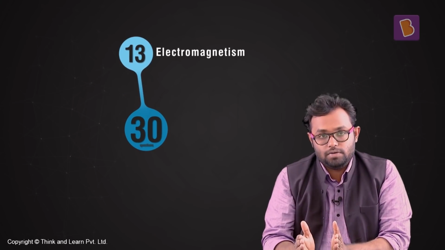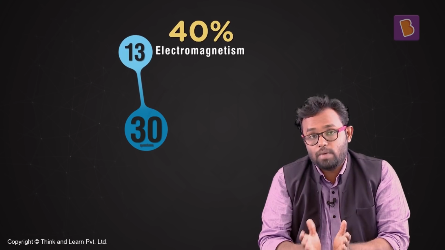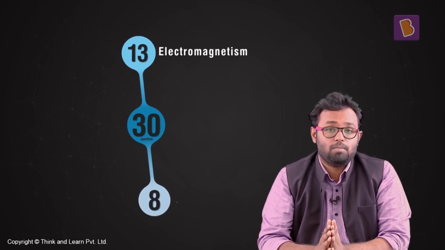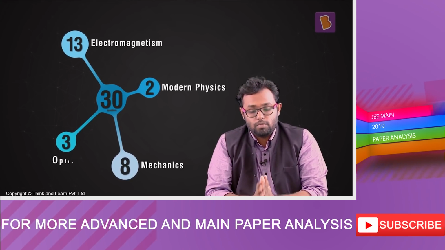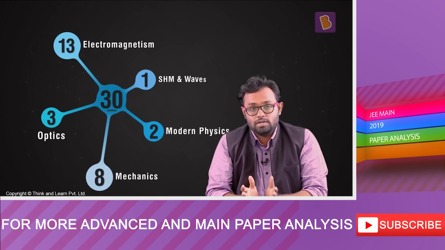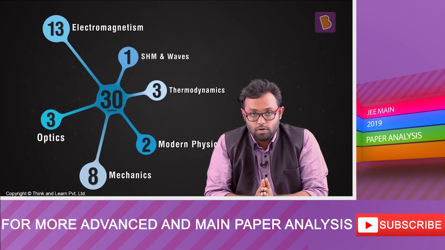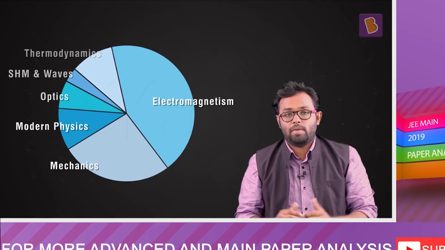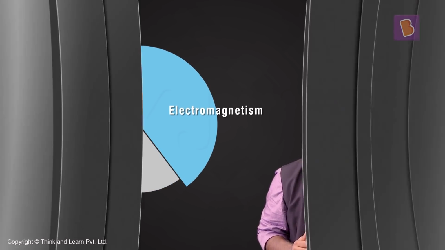So there were a total of 30 questions, and out of that 13 were from electromagnetism. So you can see that a good percentage, above 40% of questions, were from electromagnetism. And then around 8 questions were from mechanics, 2 were from modern physics, 3 were from optics, 1 was from SHM and waves, and about 3 questions were from thermodynamics. Because electromagnetism bore the highest percentage, let's solve a problem from electromagnetism.